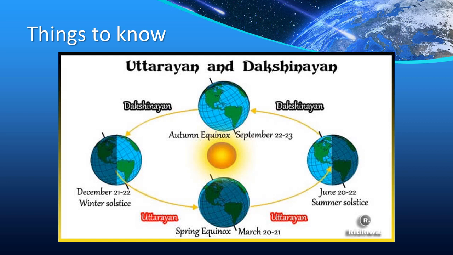So this is how, when the sun rays start falling vertically to the north of the equator, the days start getting longer, and we have uttarayan, to the time where we get the longest day. After that the sun rays start falling to the south of the equator, which causes the days to get shorter, and that is the dakshinayan.